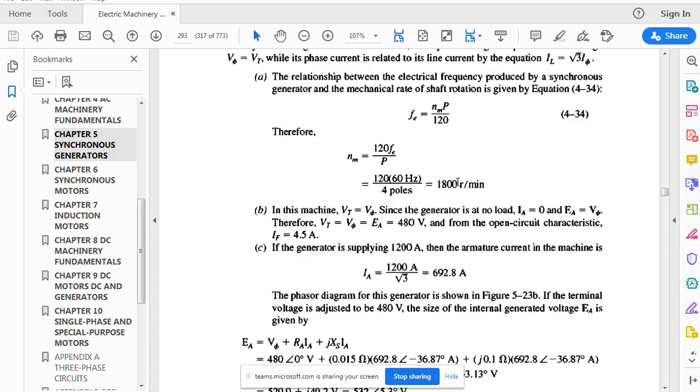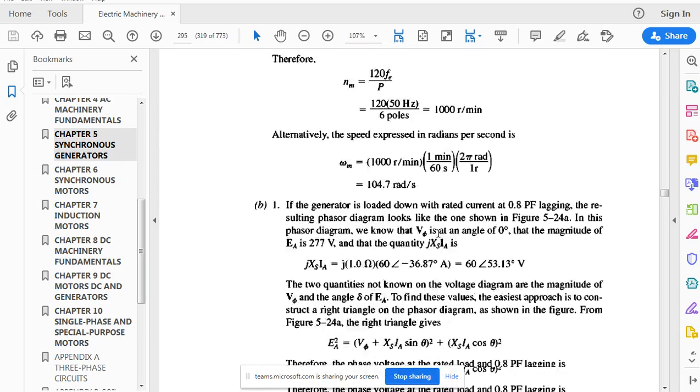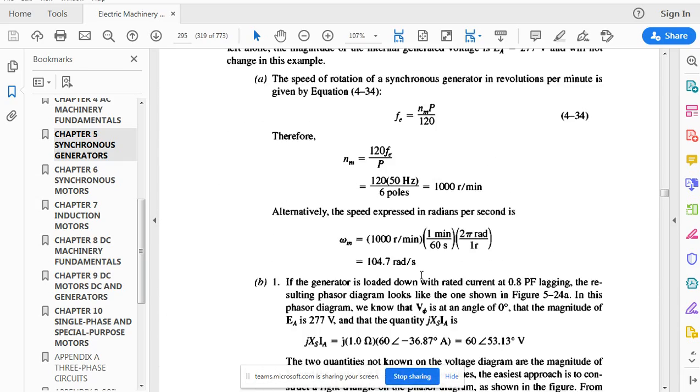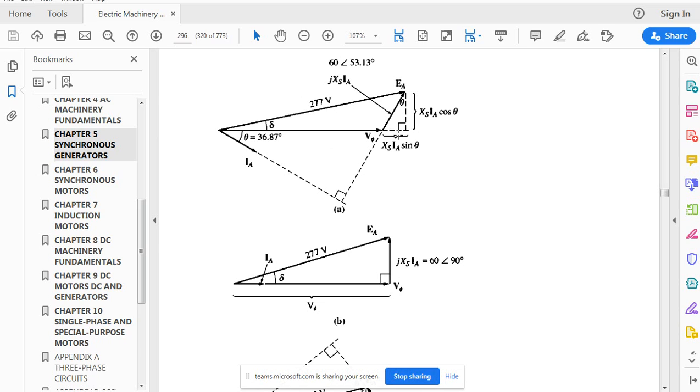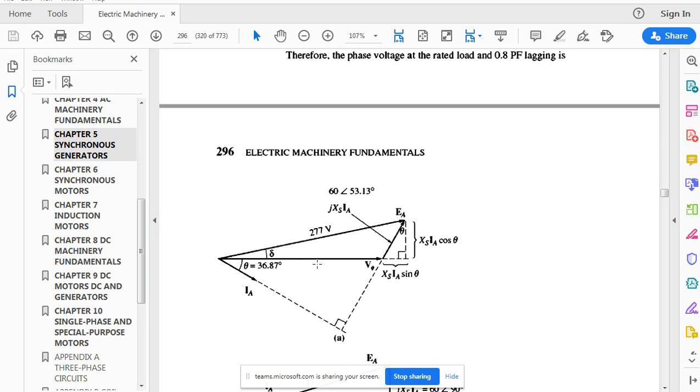Secondly, very importantly, if you are asked, supposedly in question number 5.3, there is a lot of phasor diagrams involved. Please have a habit of actually drawing the phasor diagrams. Supposedly if you can see this diagram, here IA is the lagging current by an angle 36.87, and then you have these two right angle triangles over here. So this is excess IA cos theta, this is excess IA sin theta.